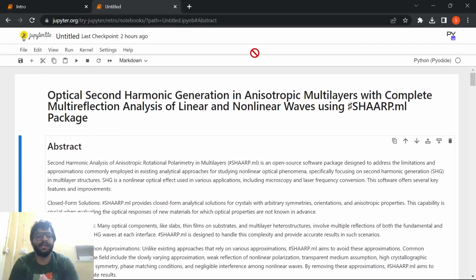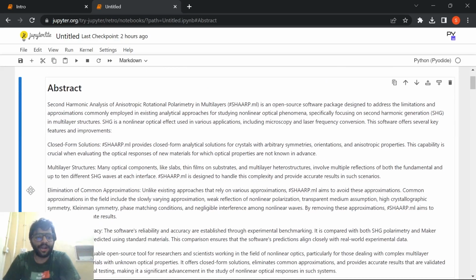And our team's topic is optical second harmonic generation in anisotropic multilayers with complete multi-reflection analysis of linear and nonlinear waves using the Sharp.ml package. Second Harmonic Analysis of Anisotropic Rotational Polarimetry in Multilayers, Sharp.ml, is an open source software package designed to address the limitations and approximations commonly employed in existing analytical approaches for studying nonlinear optical phenomena, specifically focusing on second harmonic generation in multi-layer structures.